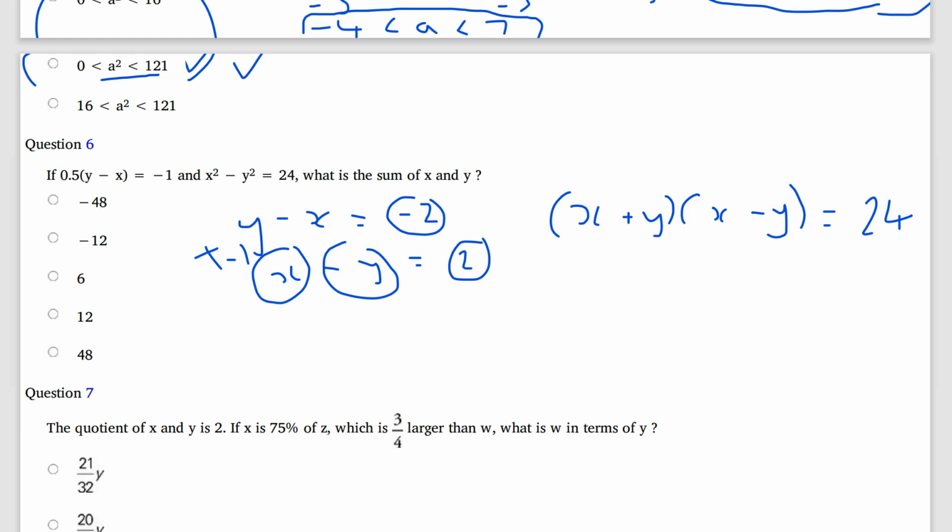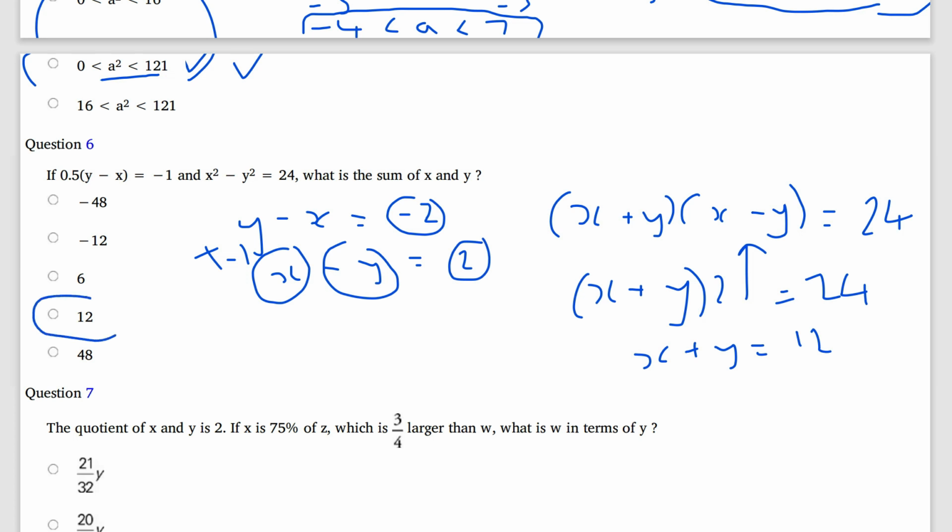And if we know x minus y is 2, we can sub that in here, meaning that x plus y times by 2, because we know x minus y is 2, equals 24. Dividing both sides by 2, we have x plus y would equal 12. And that's the question, right? The sum of x plus y, or the sum of x and y, is x plus y, which is 12.